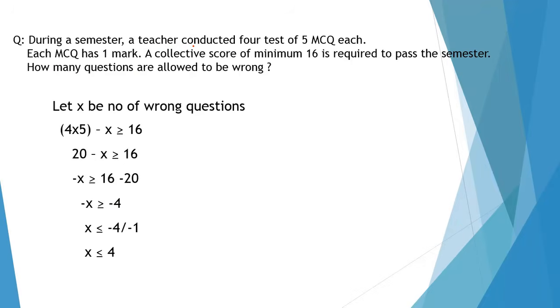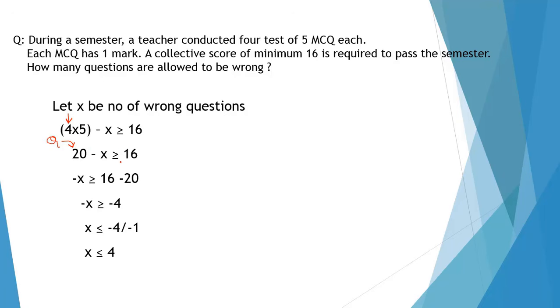During the semester, our teacher conducted 4 tests of 5 MCQs each. Each MCQ has 1 mark. A collective score of minimum 16 is required to pass the semester. How many questions are allowed to be wrong? There are 5 MCQs in each test, and we have 4 tests, so 4 into 5, 20. 20 total questions are there.